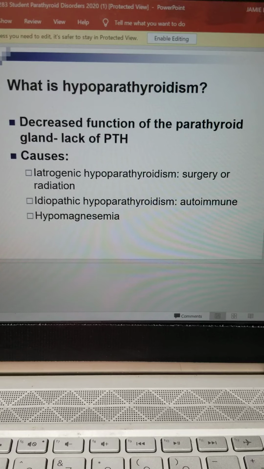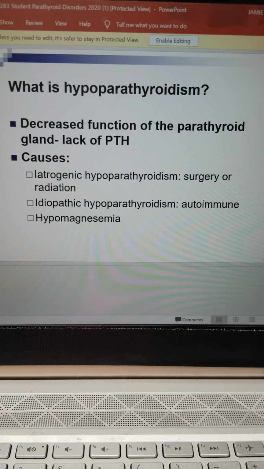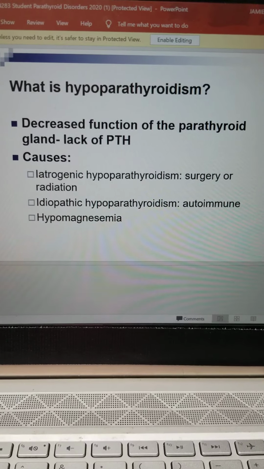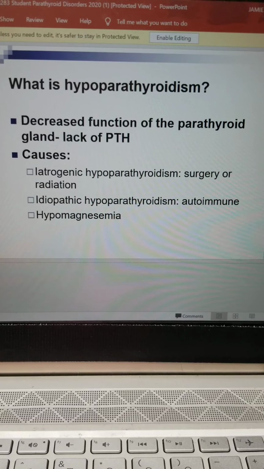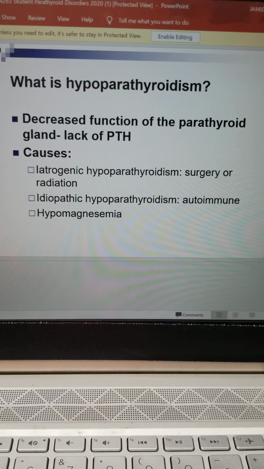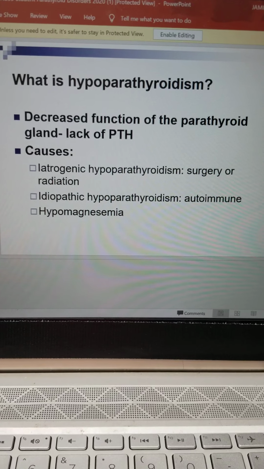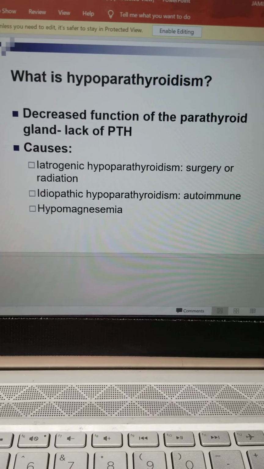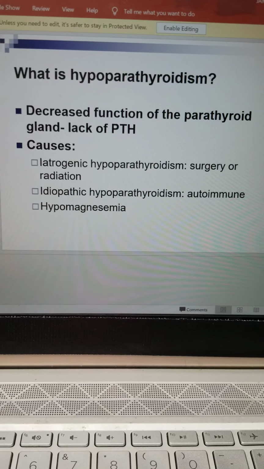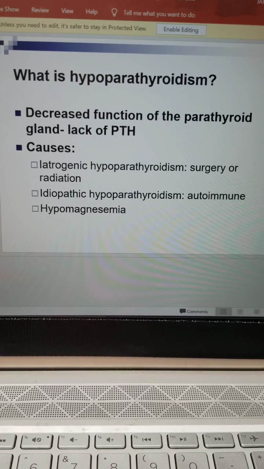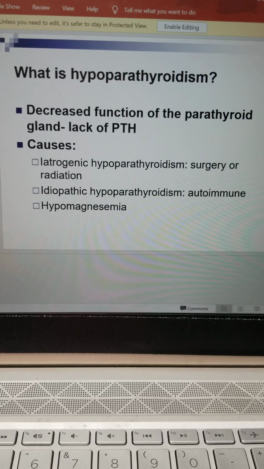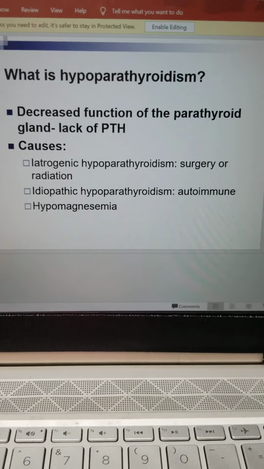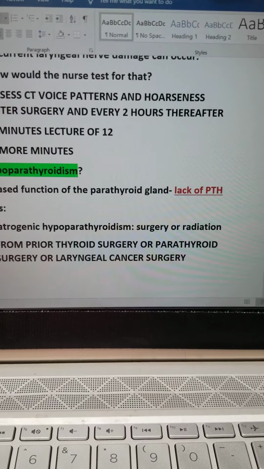On to hypoparathyroidism. We have 5 slides with hypoparathyroidism. Hypoparathyroidism is decreased function of the parathyroid gland, which is lack of parathyroid hormone. Causes are iatrogenic hypoparathyroidism, maybe from surgery or radiation. Idiopathic hypoparathyroidism could be autoimmune, or hypomagnesemia.